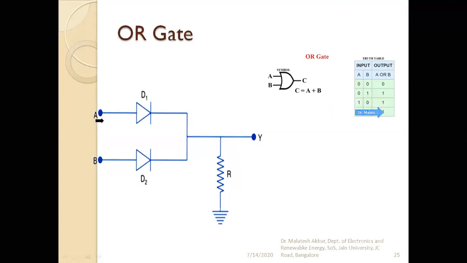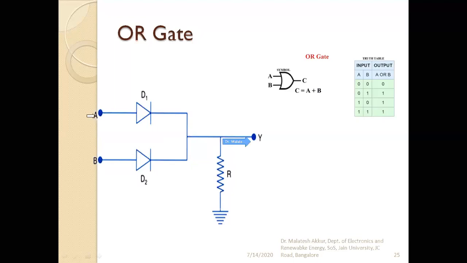So here, if you apply 0 here and 0 here, both the N types of both the diodes are connected towards 0 volts through this resistor. But if either A is high voltage or B is high voltage, that particular diode becomes forward bias and current starts to flow through the circuit. The same current flows through the resistor, so the voltage drop across R will appear. So it is equivalent to the high voltage.